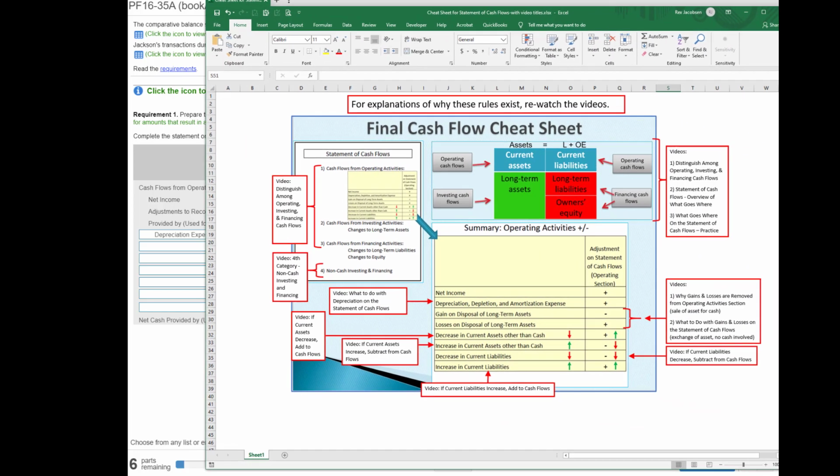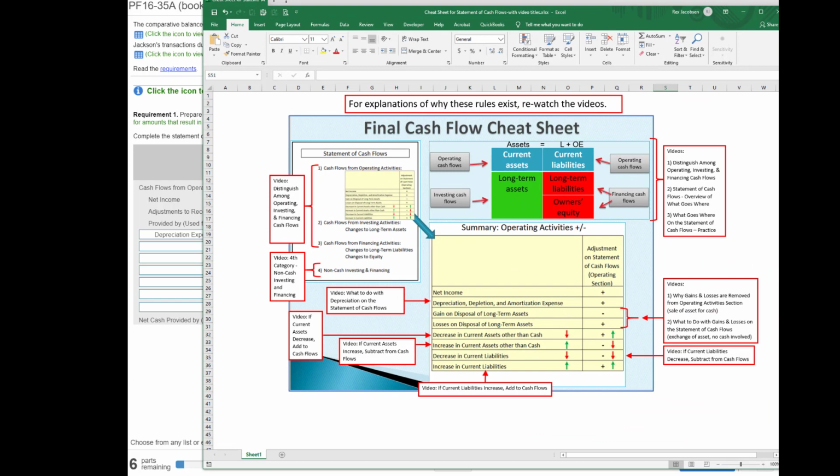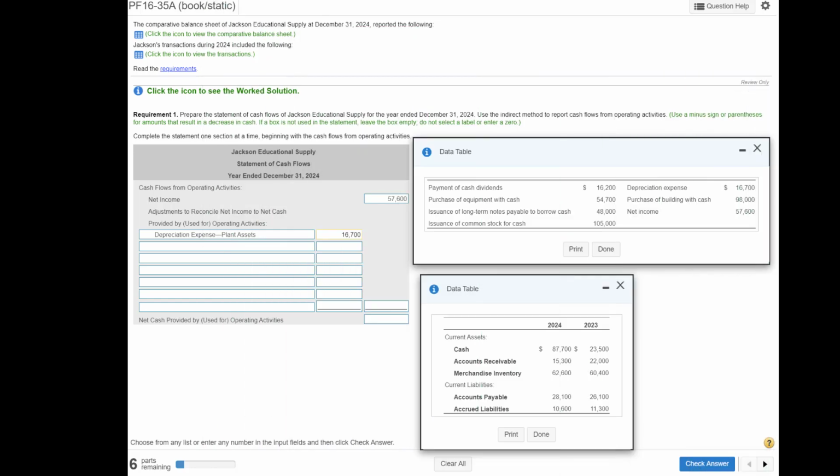So after gains and losses, we're going to analyze changes in current assets and then analyze changes in current liabilities. And if you notice the arrows, if a current asset goes down, then cash must have gone up. So the arrows are opposite for current assets, the direction. So let's analyze, well, technically the first current asset is cash, but that's going to go at the bottom of the statement of cash flows.